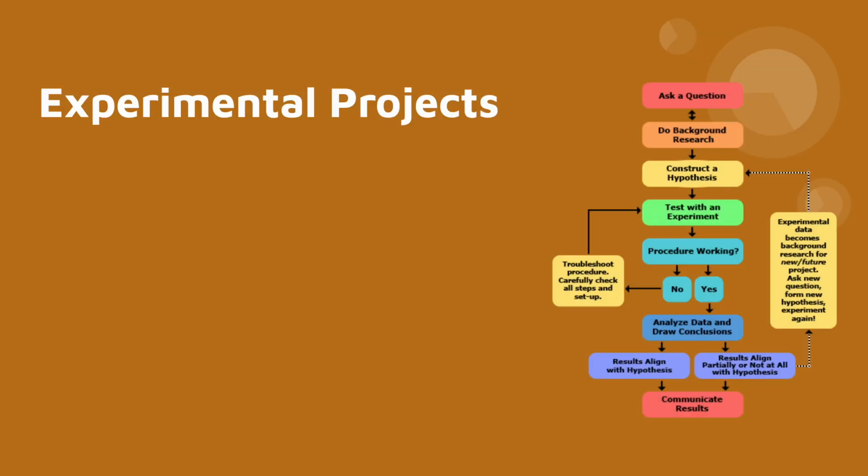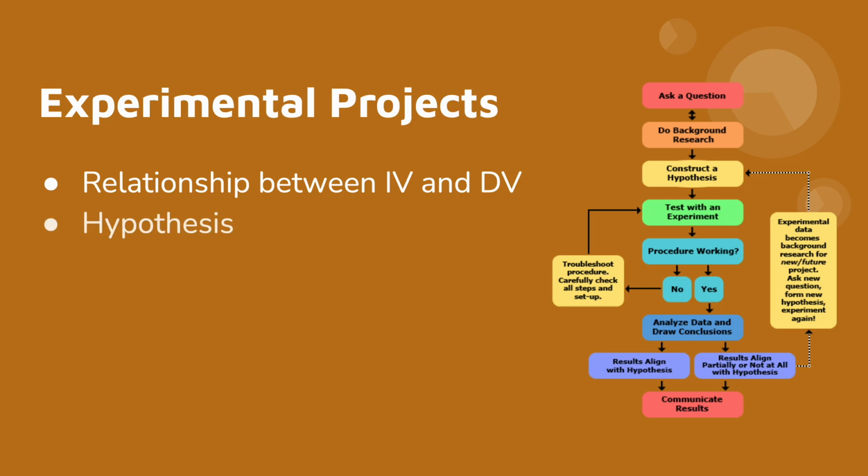Experimental projects are what most people think of when they hear the word science project. The purpose of an experimental project is to establish the relationship between an independent variable, the variable that is modified by the experimenter, and the dependent variable, the variable that is affected as a result of the experiment. Before the data is taken, a hypothesis is written, which aims to predict the said relationship between the IV and the DV. After the data is taken, conclusions are drawn based on the data collected from the experiment.